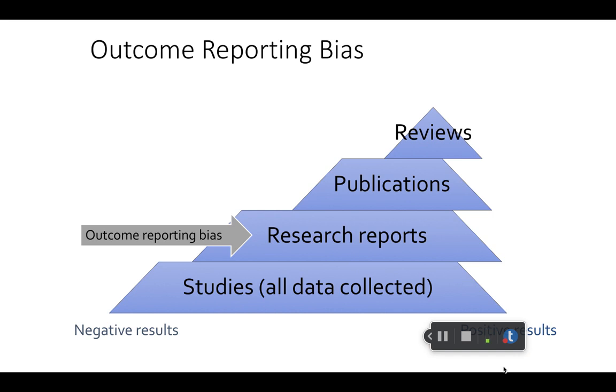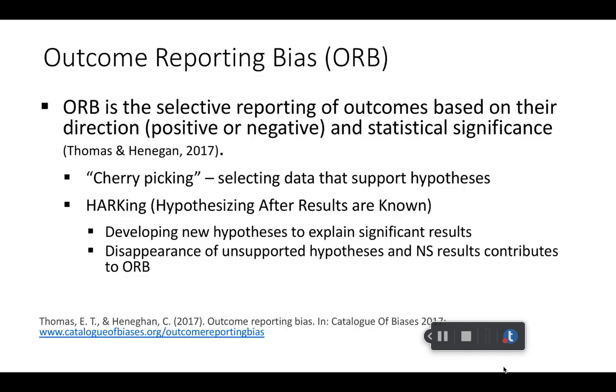So let's look at outcome reporting bias. Outcome reporting bias is what happens when studies collect data and go to report results. So it's defined as the selective reporting of outcomes based on their direction, that is, whether they're positive or negative in relation to a hypothesis, and on their statistical significance. So we'd like to see all outcomes reported regardless of their direction, regardless of whether they support what we thought was true or not, and even if they're not necessarily statistically significant, we'd like to see all of the results.